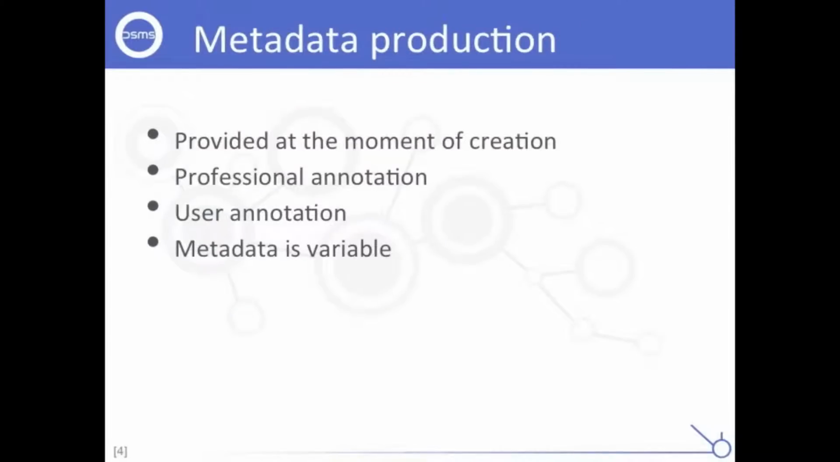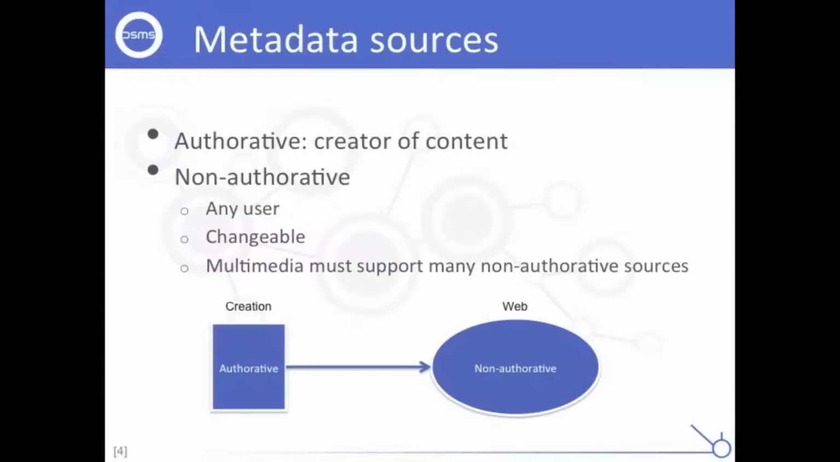As said before, metadata comes from many sources. These include the ones that are created when the file is created, when professionals annotate multimedia, and when users annotate. This means that multimedia metadata must be variable over time. These sources are classified into authoritative, which is the creator of the content, and non-authoritative, which is the changeable metadata added after its creation by any user. Also, we must note that multimedia must support many non-authoritative sources, which means that much metadata can be added after its creation.